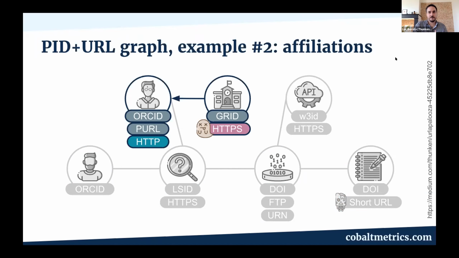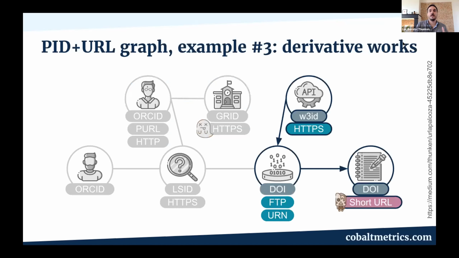Final example. Derivative works. You can start from a service, an API, like for example, Cobaltmetrics API. Then you're going to find all the data sets that were collected using that service. And then you're going to find all the publications that build upon the data sets that were derived from the service. And of course, you can do that with the PID graph. You can do that with most knowledge graphs.